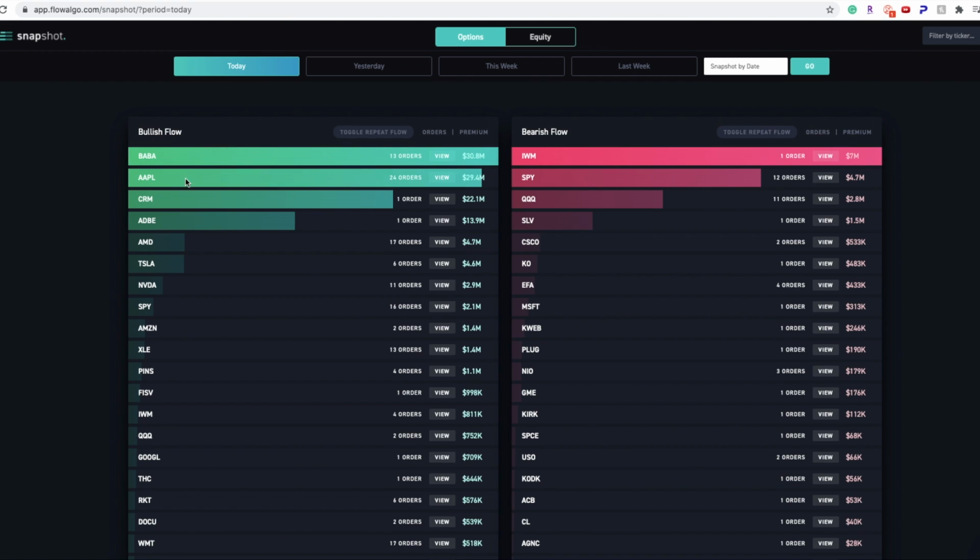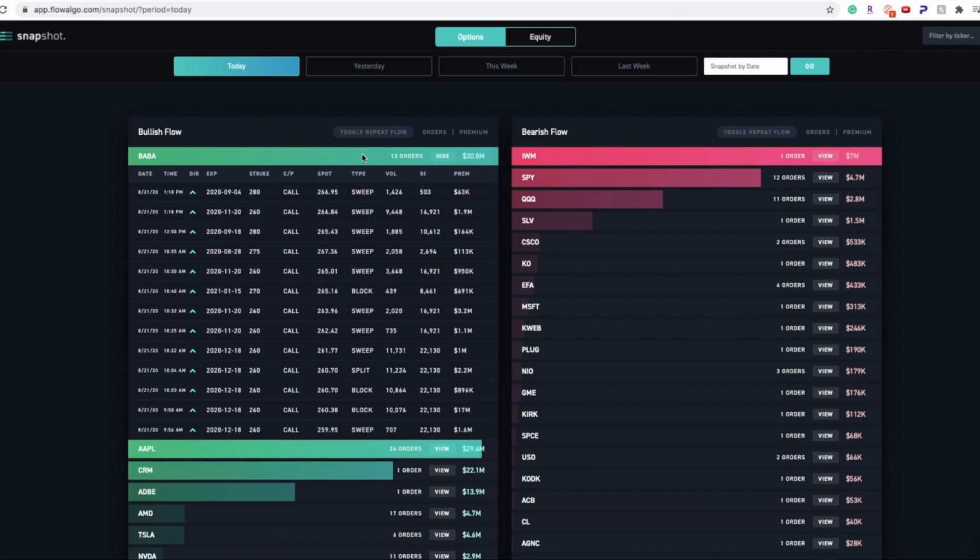So for bullish, today it's been a lot of AMD, down here, but also Alibaba, Apple, CRM, and ADBE. And you can see how much the call premium is being paid. A whole lot of people paid $30 million in premium to bet that Alibaba goes to 280, 260, 275 by this specific date, which means even if it's not currently at that price, the price is going to rise because people are paying these prices and the price of that certain ticker goes up.